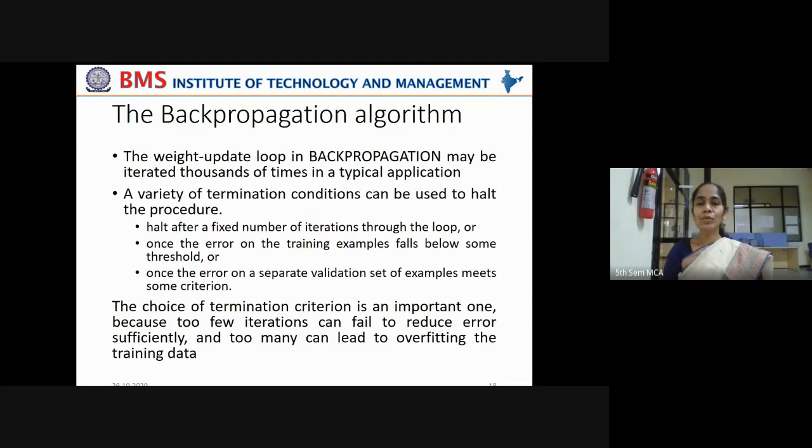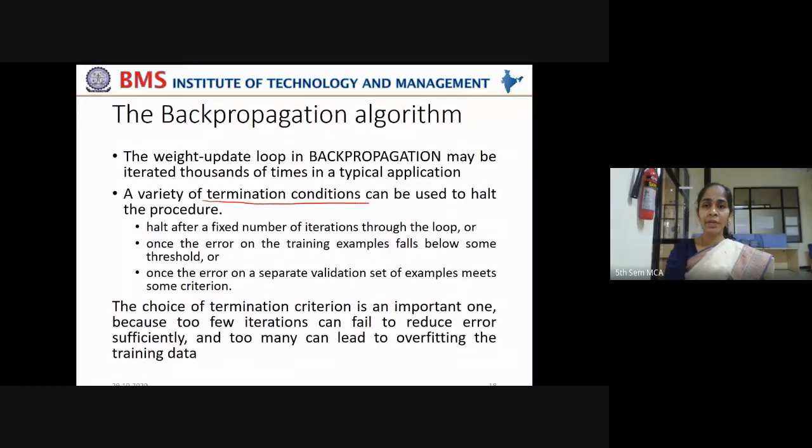Now the weight update loop in backpropagation may be iterated thousands of times in a typical application. We can't say that for one training example, this backpropagation algorithm iterates only once. Until it reduces the error on that particular training example, it will keep on iterating in order to update the weights. So it may be iterated even thousands of times in applications like image processing or speech recognition, in order to reduce the prediction error.